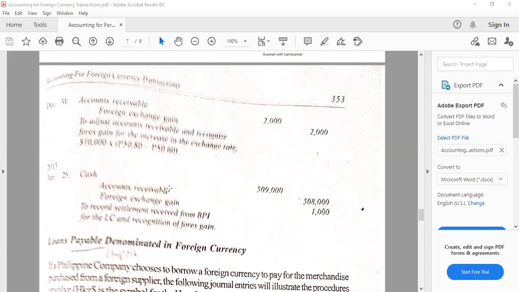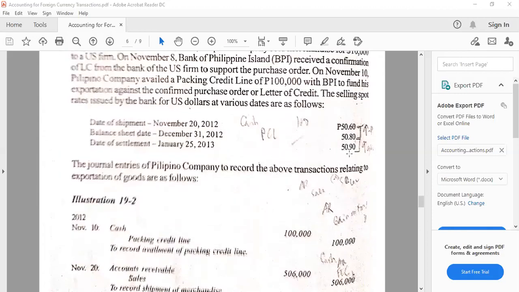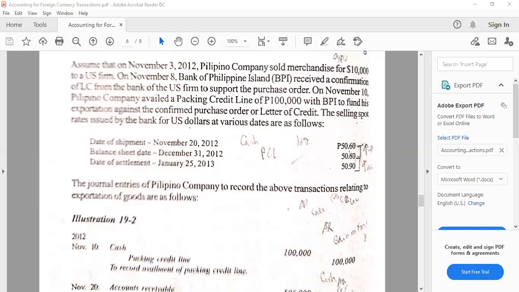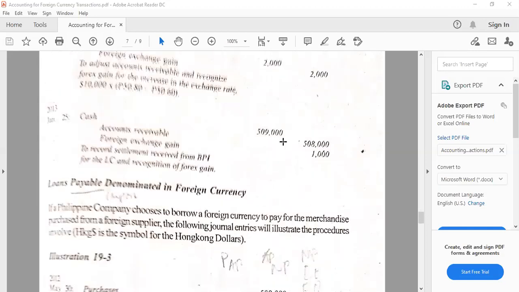And then the rate is 50.9 times how many units? That's 10,000. So that's 509,000 in accounts receivable.